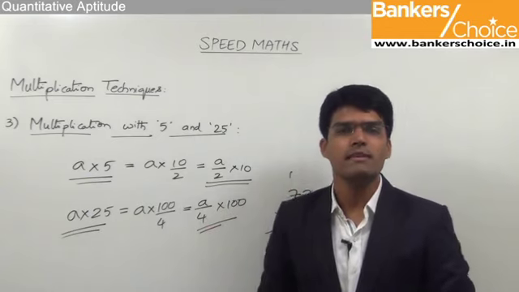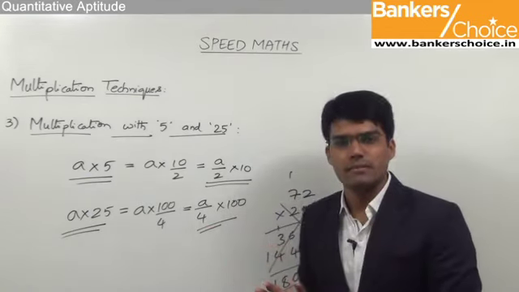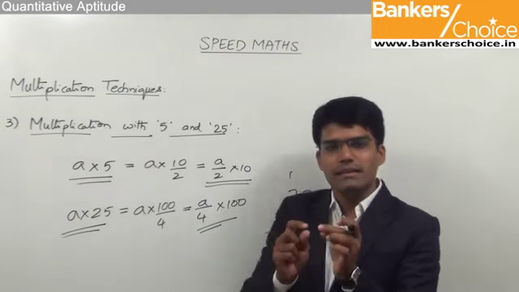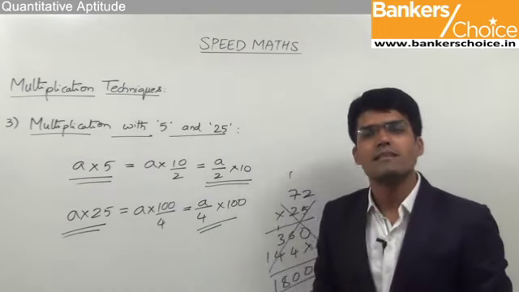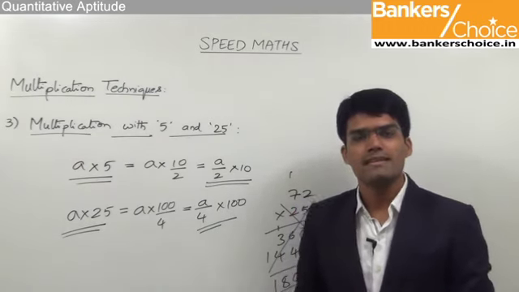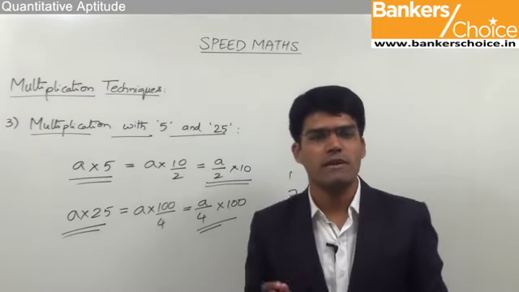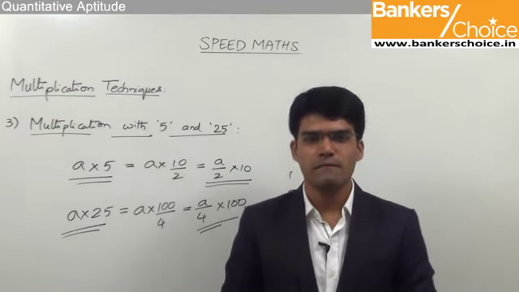32.5 into 10 will be 325. So if we try to observe, the concept remains same. Only point is it becomes a little complicated because of some decimal part in the answer. But if you practice, even that becomes very simple. Let's say we have to multiply 81 into 5. Half of 81 is 40.5. Into 10 should be 405.